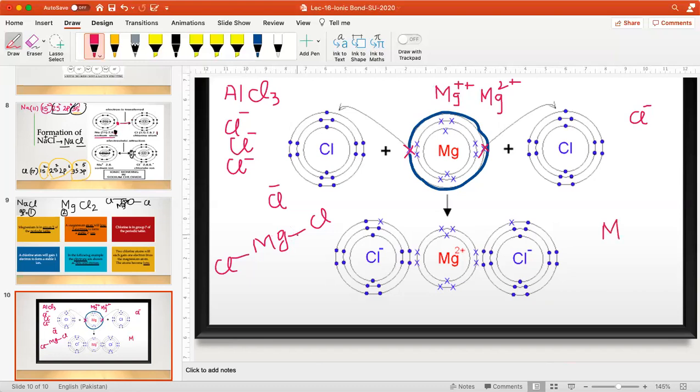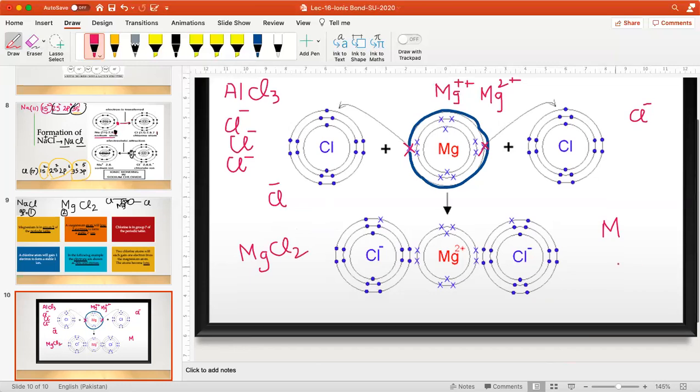So our formula will be like this. We will not write it the other way, because then you will confuse it with covalent bonds. We will simply write MgCl2, right? And when aluminium's 3 come, we will write AlCl3. Aluminium is metal and chlorine is non-metal. So I hope that you understand all this, how the ionic bonds are formed. Thank you so much.